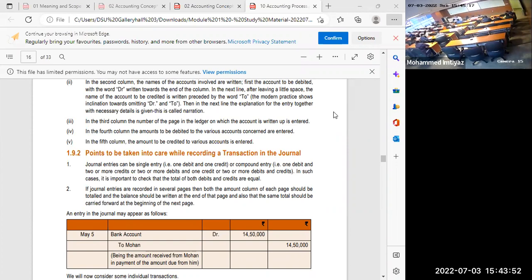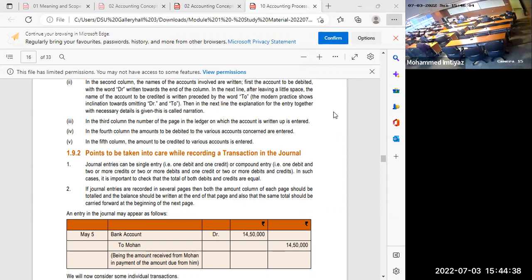Mr. Vijay started business with cash of rupees 25,000, furniture worth rupees 15,000, stock in trade worth rupees 50,000. What's the difference between this and the previous one?